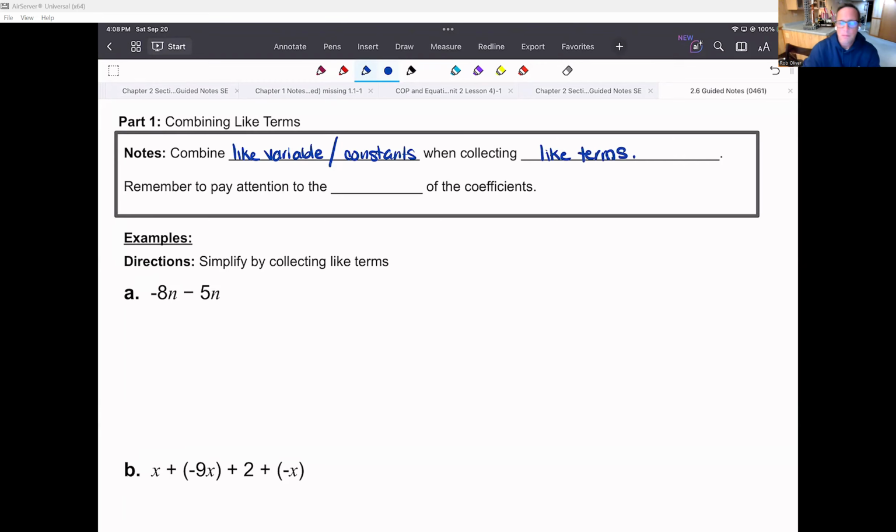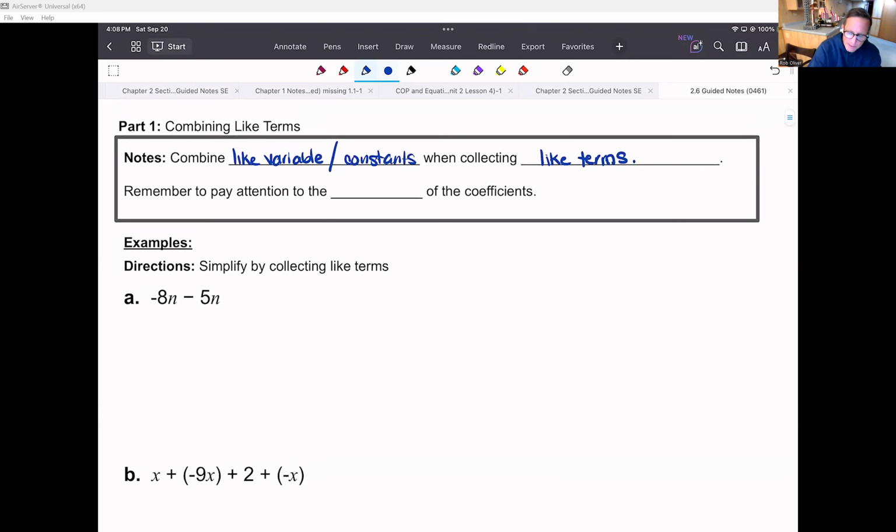In other words, put n's with other n's, put x's with other x's, put y's with other y's. You can combine them. Those are like terms. If there's constants, like they don't have a variable, then those are also like terms. And also pay attention to the signs of the coefficients. The sign in front of the coefficient is super, super important. Don't ignore them.